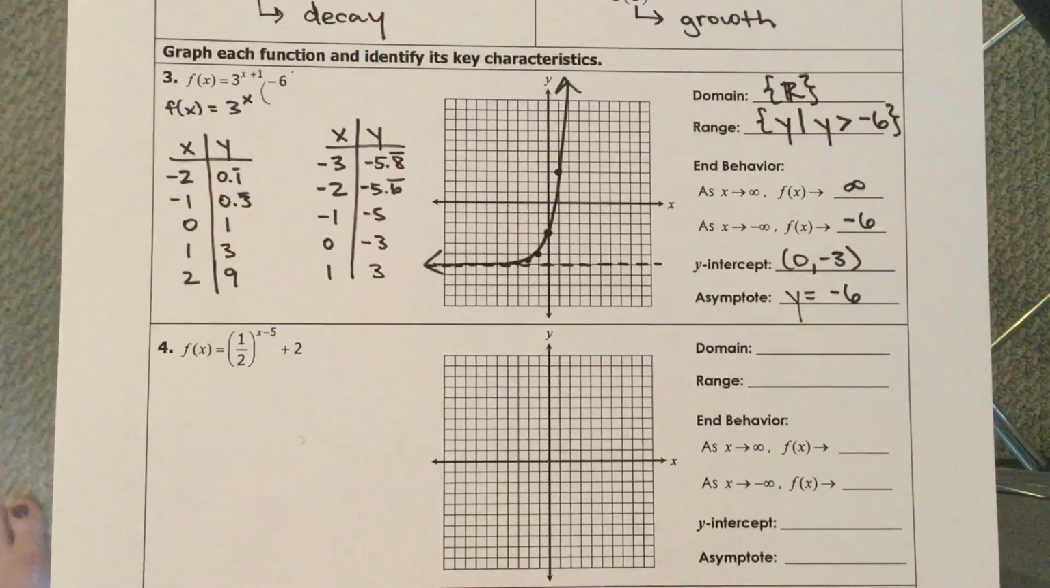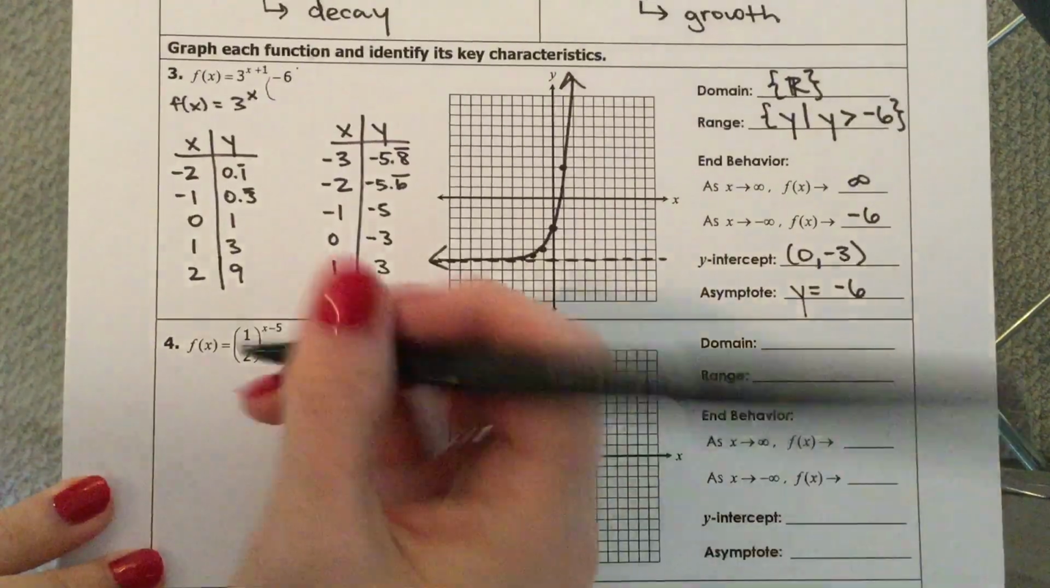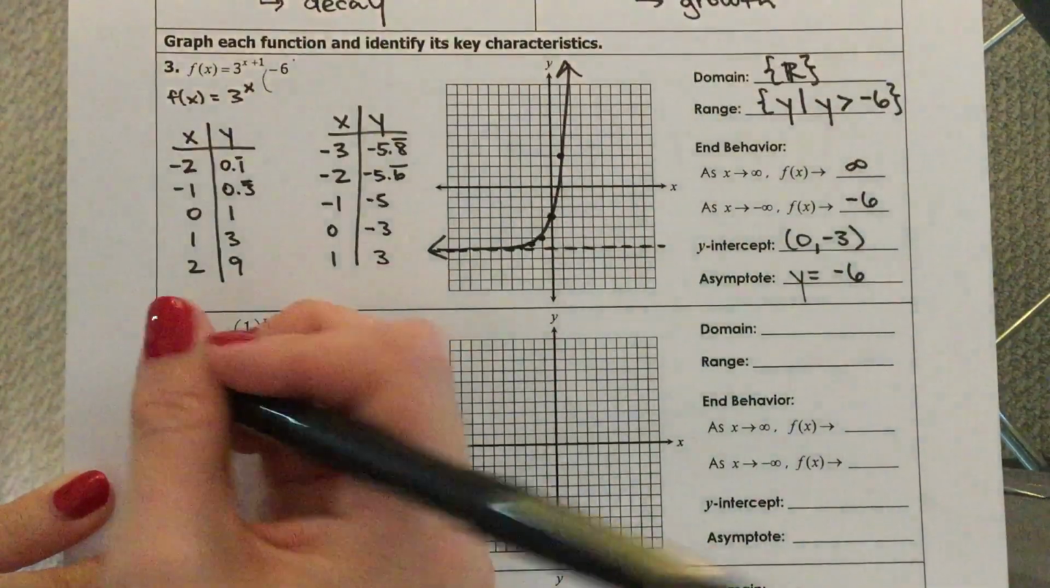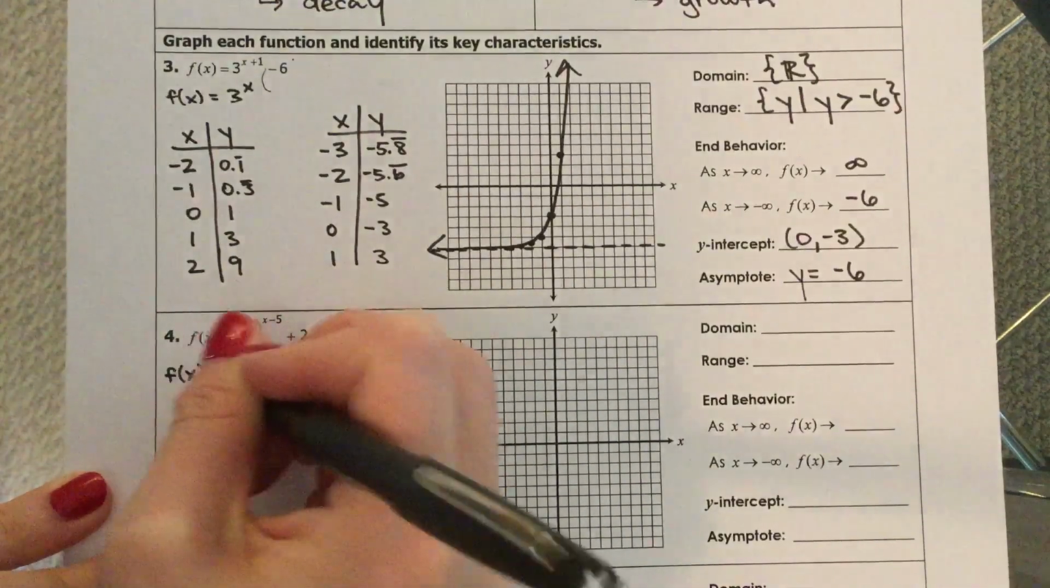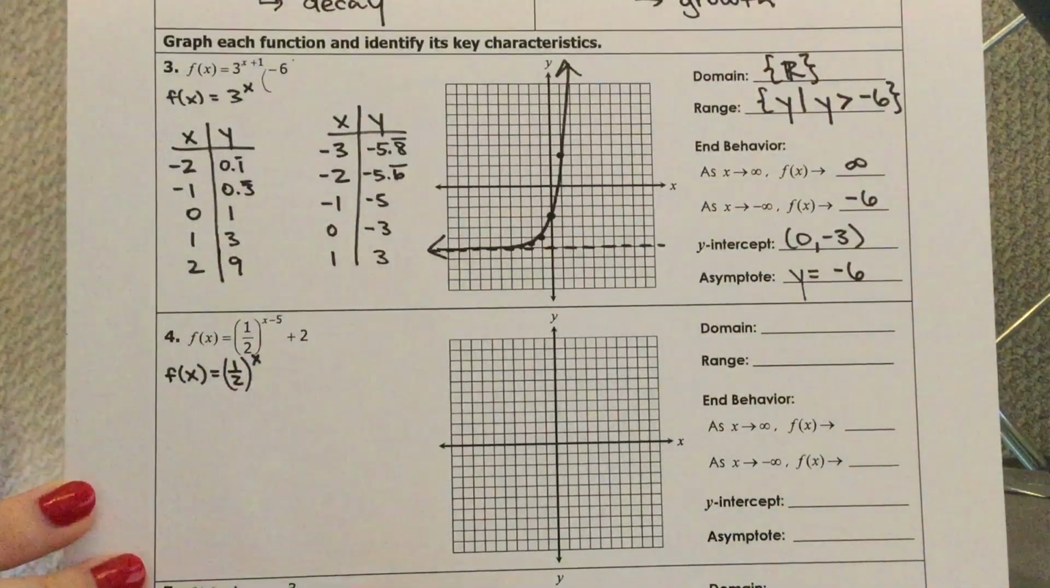All right, second one. This one right here, we can start with the parent function. The base here is 1/2. So our parent function is just 1/2 to the x.